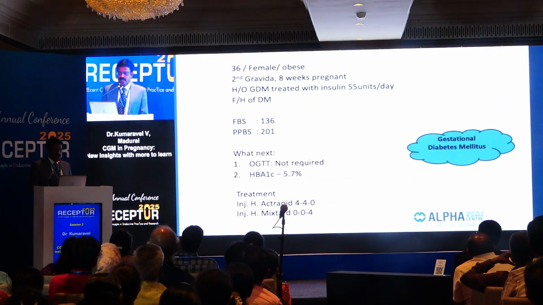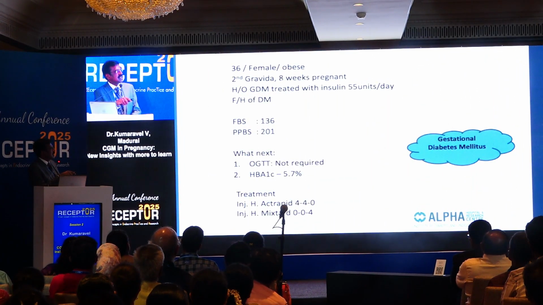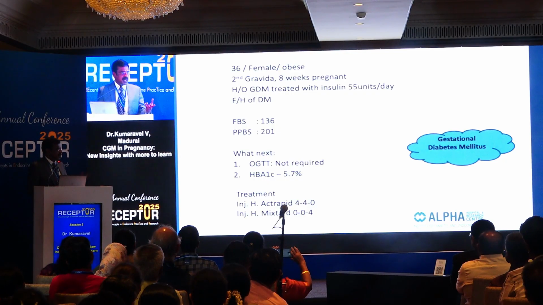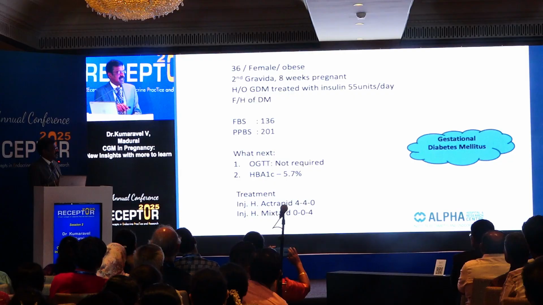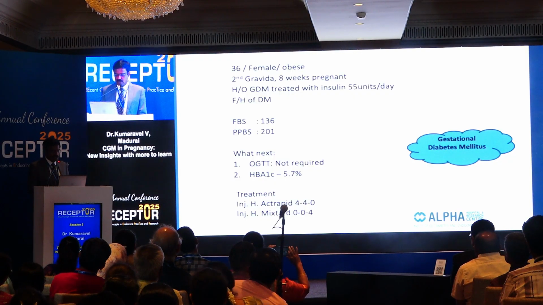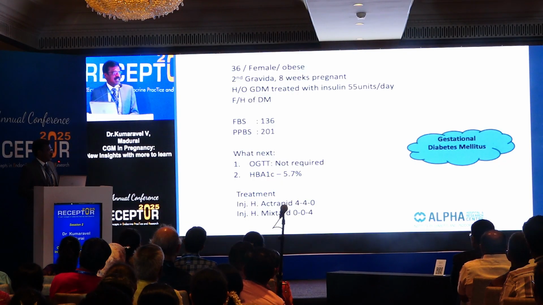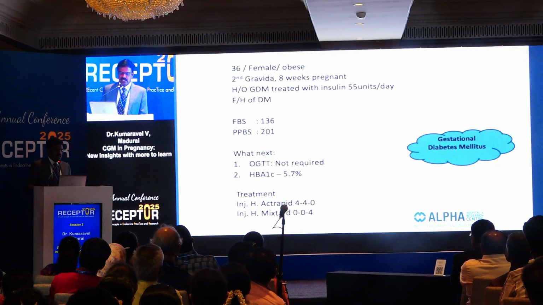So this is another patient, with gestational diabetes mellitus, 8 weeks pregnant, fasting is 136, postprandial is 201. I would say whenever you have such a high blood glucose, your oral glucose tolerance test may not be required for every patient. And your HbA1c is 5.7, which suggests it is not pre-gestational. So it is only gestational diabetes, because in pre-gestational diabetes the HbA1c is high. So that is the real advantage of doing a first trimester HbA1c, which really helps you decide whether it's pre-gestational or gestational diabetes mellitus.